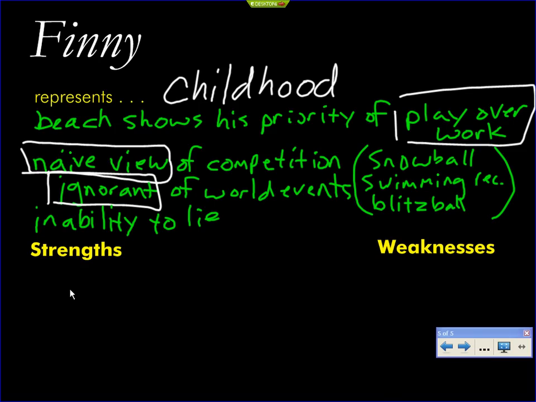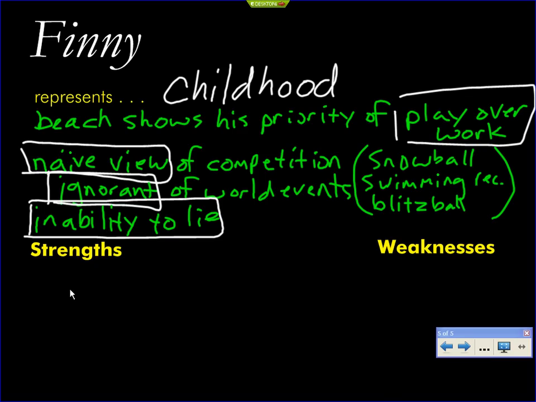Finney has no clue. Finney is honest to a fault. He says anything that's on his mind at any point. That's a child thing to do. These are the qualities of a child, and that helps us understand that Finney represents childhood. That's the first question, the question of representation, how we understand what he means, what he represents.